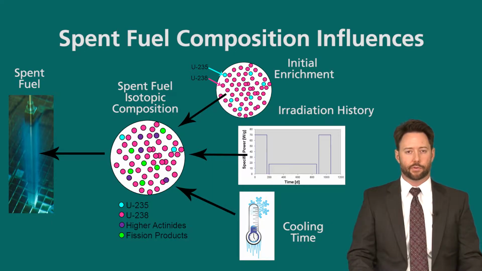The initial enrichment serves as a starting point for the fuel, and then the cooling time is simply radioactive decay after everything is produced. The radioactive isotopes that are in the spent fuel just decay, and so that's simple to account for. The major changes happen during the irradiation, the fission, and absorptions that occur.